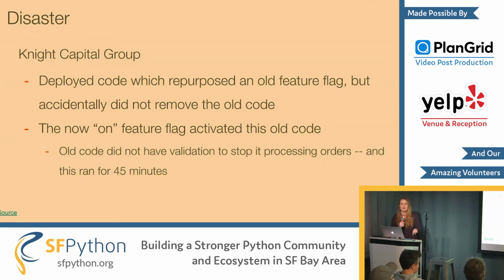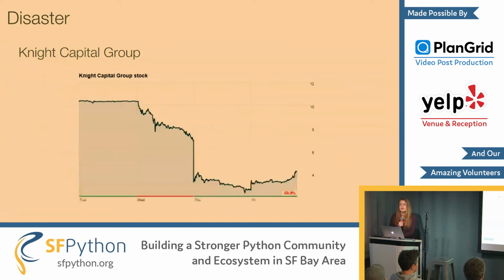So for 45 minutes, it went wild, processed all these orders, amounted to $460 million, and they were bankrupt in 45 minutes. So pretty big deal, pretty big consequences. If you want a nice little visual of that, this is their stock. Not the direction you want your stock to be going in.